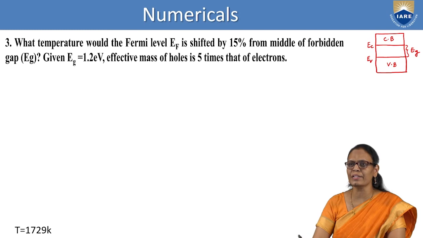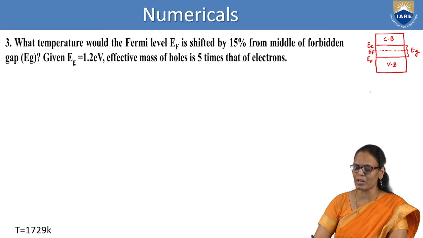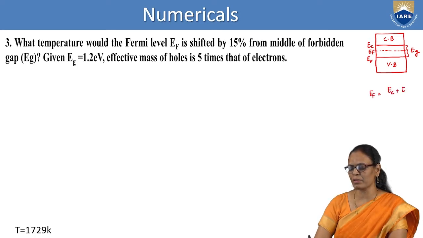Now, for an intrinsic semiconductor, at T is equal to 0 Kelvin, the Fermi level lies exactly in between, EF. So, I have given you the formula also. EF is equal to EC plus EV by 2.